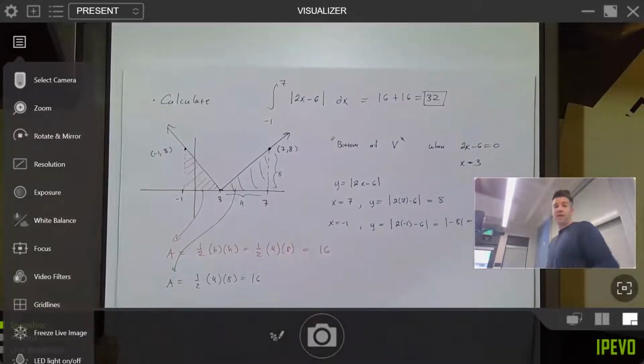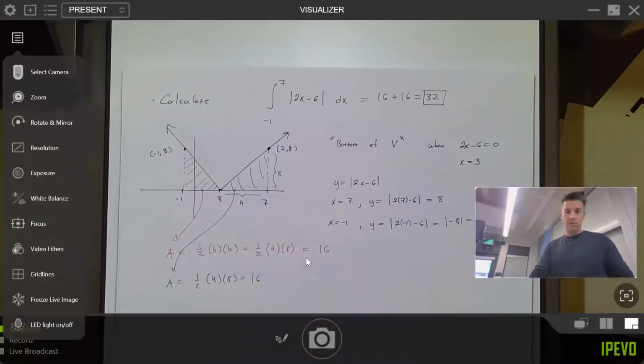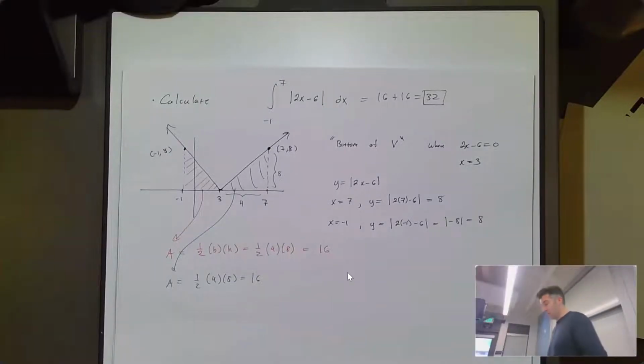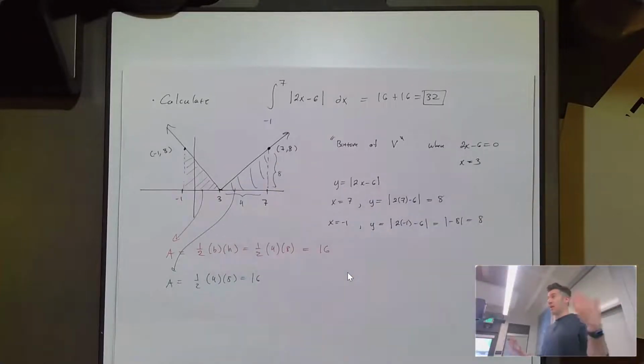So when we're trying to find the area under an absolute value function, it is often most easily done by drawing the absolute value function and then seeing that the area under the curve is just triangles added together.